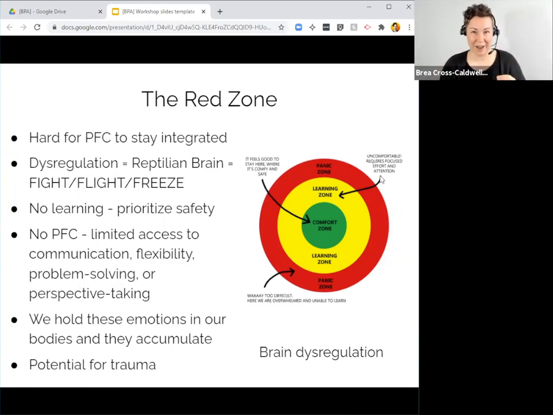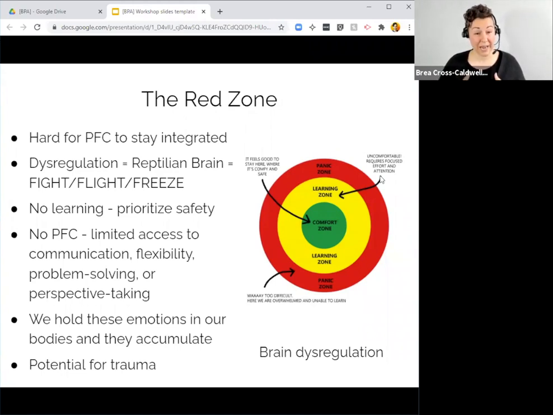So because we don't have access to our prefrontal cortex, we have limited access to communication, to flexibility, to problem solving, perspective taking. That's all out the window. And these emotions that have come along with this fight, flight, or freeze, our body has dumped chemicals. This is what emotions are. The brain sends a signal to have a rush of chemicals through the body to prompt us into action. And what happens with these chemicals, these emotions, is that if we don't process them, they accumulate in our bodies, and over time they start causing us other problems.